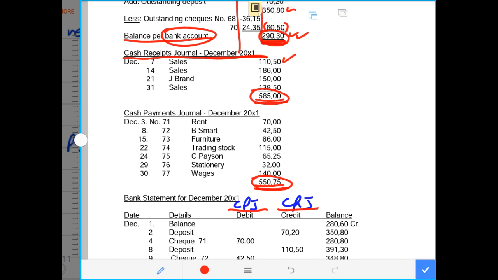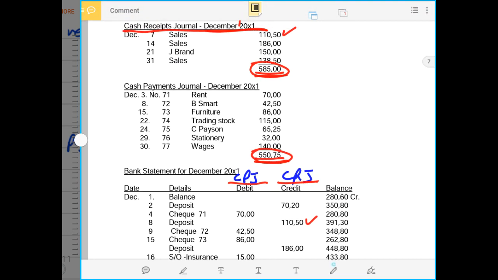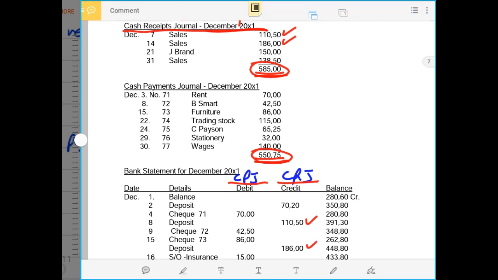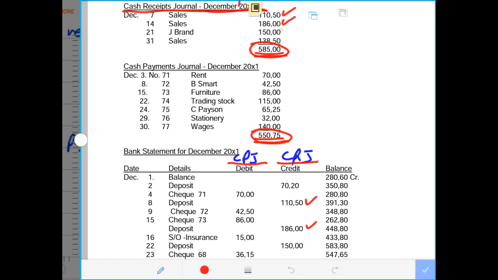So we can tick 110 on both sides. And as I said, if the amount appears on both sides, you do nothing. Then I look for the second amount. The second amount in the cash receipt journal is 186, and 186 also appears in the bank statement. Then you tick it on both sides; don't tick it if it doesn't appear on both sides. Then in the cash receipt journal, I have 150 rand, and let me check. Yes, it appears on both sides. Therefore I can tick it on both sides.